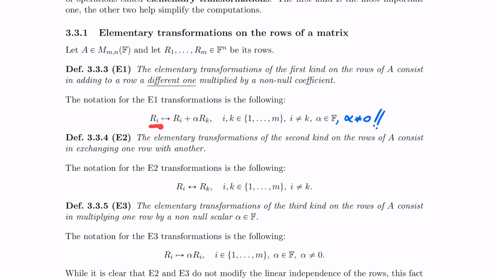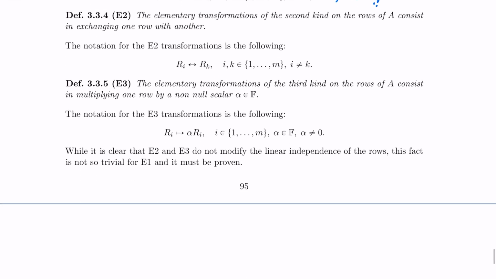The notation is the following. The row Ri is mapped into the row Ri plus alpha times the row Rk, where i and k are two indices between 1 and m, i and k are different, and alpha is a non-null coefficient. The elementary transformations of the second kind on the rows of A are indicated with E2 and consist simply in the exchange of one row with another. The notation is the following. Finally, the elementary transformations of the third kind on the rows of A, indicated with the symbol E3, consist in multiplying one row by a non-null scalar alpha, and in this case the notation is this one.